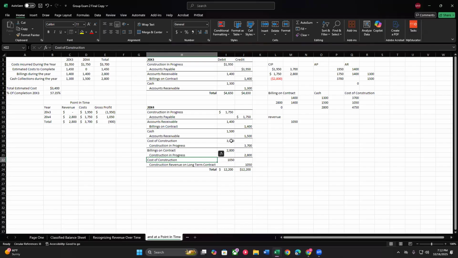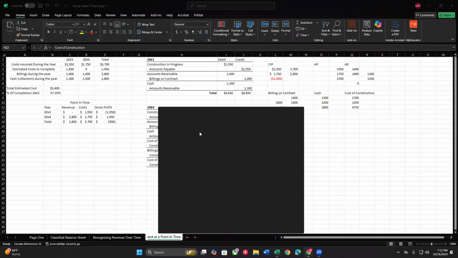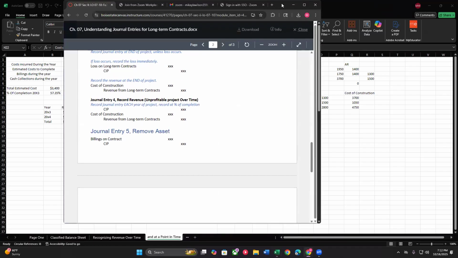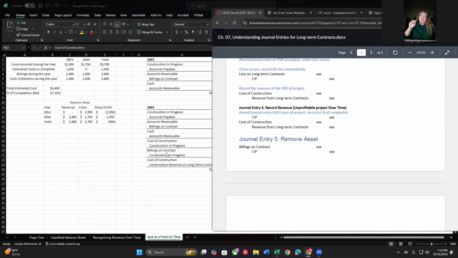I think we don't need that bottom one, and we're supposed to change the construction in progress underneath the billings to revenue. But we didn't have $2,800 in revenue. Yeah, but we also didn't have 1050 of revenue either. We had negative 900. So for 20x4, we had 1050 in gross profit. Yeah, but if we're not adding the negative revenue above, then I don't think we're supposed to add it here either. I think it's supposed to just total out.